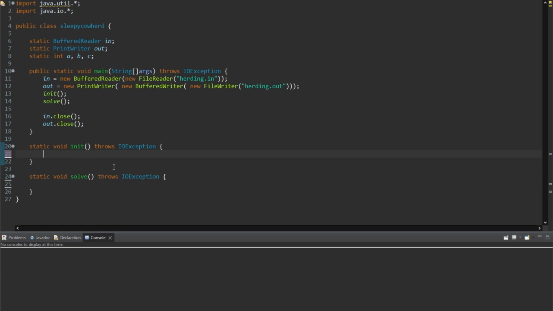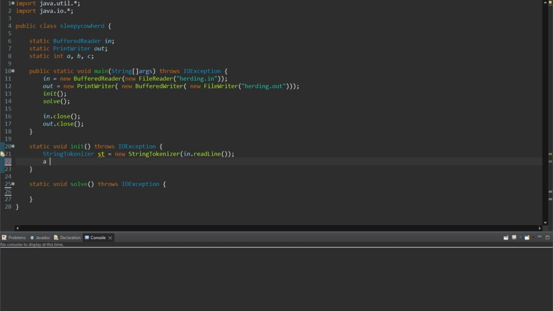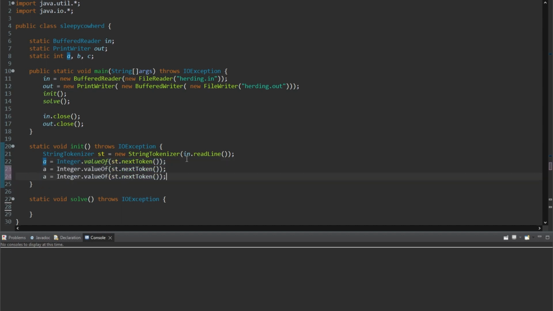So to initialize our variables, we're just going to use a string tokenizer, and then it's going to be in.readLine. And then in order to get A, B, and C, we're just going to take the integer value of the next token and do that for all 3 of the variables because they're all ints and they're all taken in with the same method. So after we do that, what we can do is start programming.